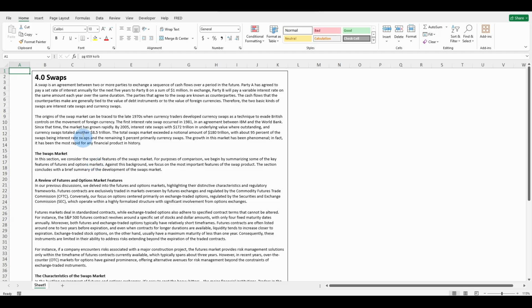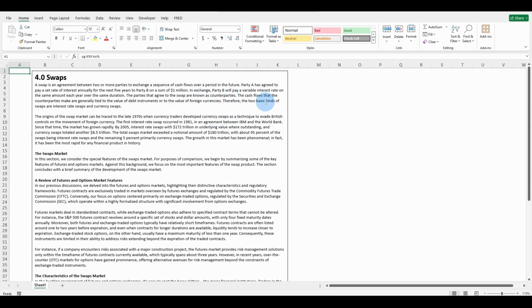A swap is an agreement between two or more parties to exchange a sequence of cash flows over a period in the future. Party A has agreed to pay a set rate of interest annually for the next 5 years to Party B on a sum of $1 million. In exchange, Party B will pay a variable interest rate on the same amount each year over the same duration. The parties that agree to swap are known as counterparties.